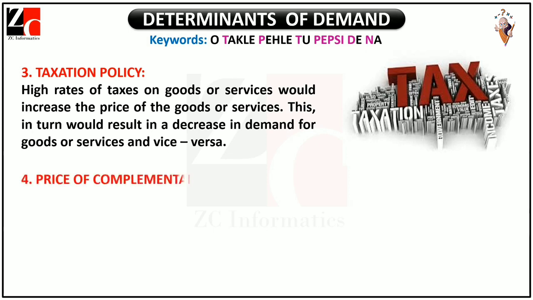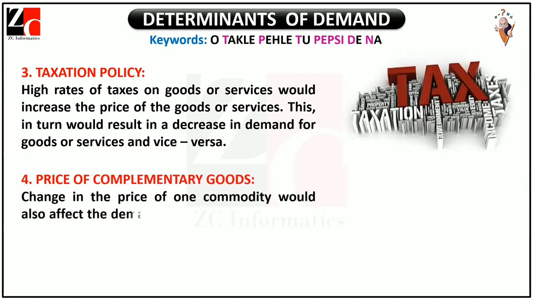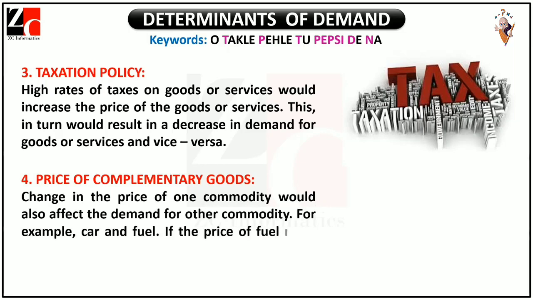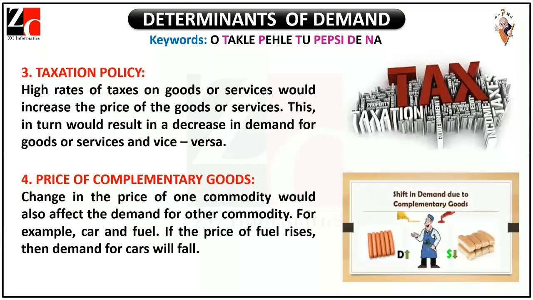Point number 4. Price of complementary goods. Change in the price of one commodity would also affect the demand for another commodity. For example, car and fuel. If the price of fuel rises, the demand for car will fall. A complementary good or service is an item used in conjunction with another good or service. A product can be considered a complement when it shares a beneficial relationship with another product. For example, an iPhone and the apps used with it.